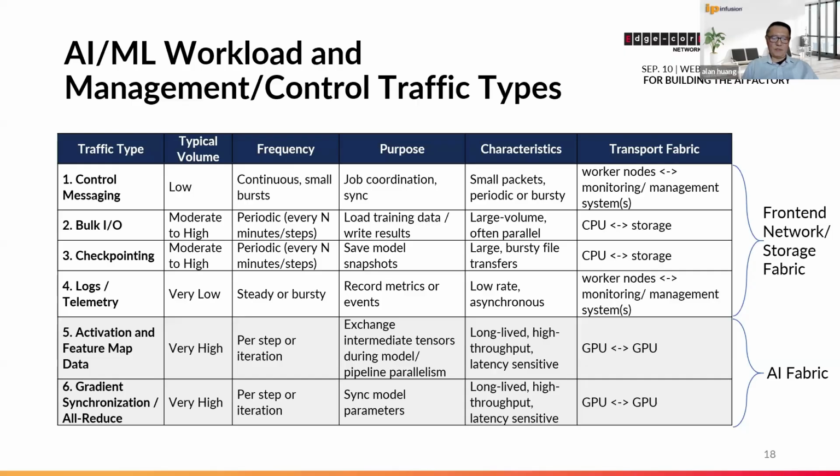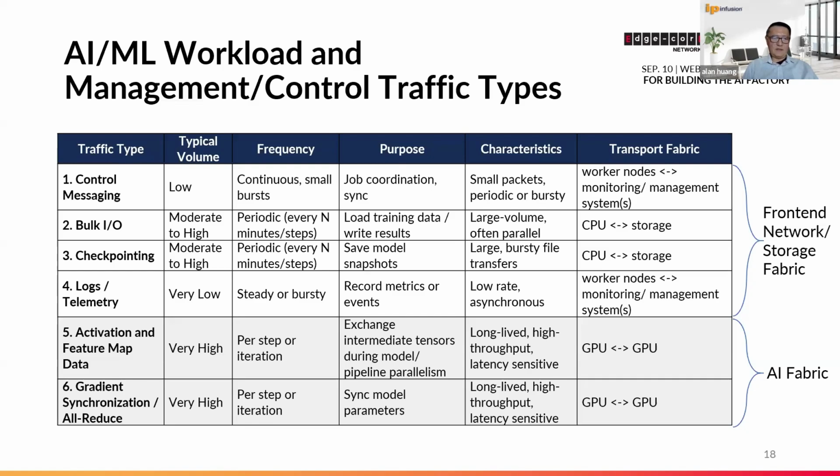The purpose of those control messaging is for job coordination and in-job scheduling, as I previously showed. The training data set needs to be read from storage, one batch at a time, and the training model state needs to be written to the storage during checkpointing, and those are the 2nd and the 3rd traffic types on the slide. These together with the 4th type, logs and telemetry data.